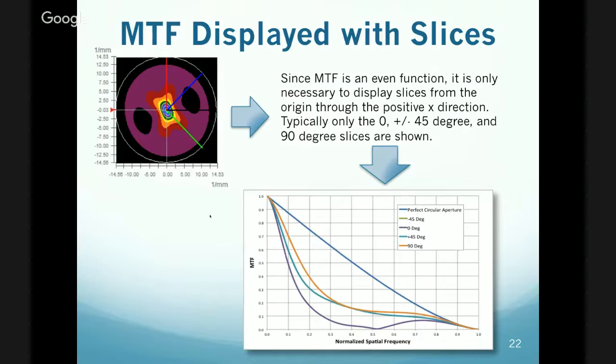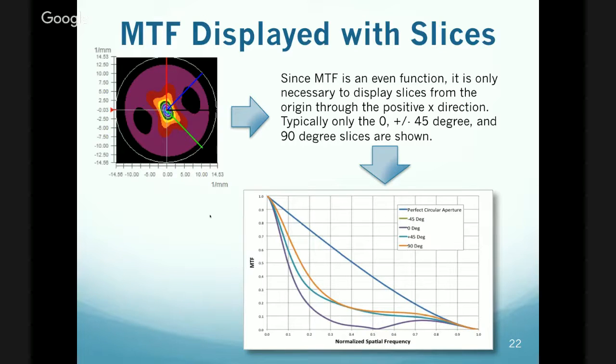I mean, that full 3D plot's kind of hard to digest. Instead, we just take slices, two-dimensional slices. And typically, they're done at 0, plus and minus 45 degrees, and 90 degrees. And right below here, I've shown a plot for coma. You can see here that there are just 3 slices, and that's because the slices in the plus and minus 45 degree direction are the same for the particular sample I used here.